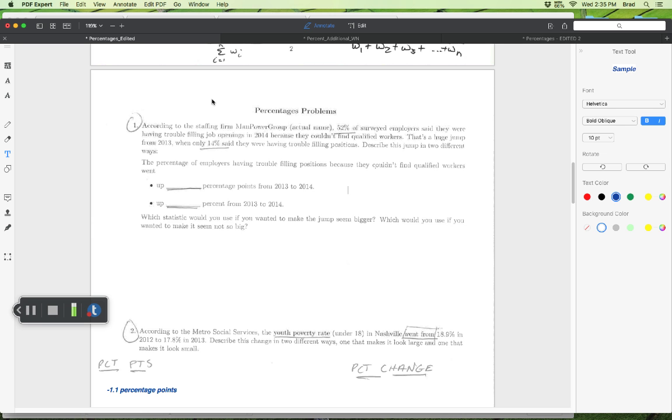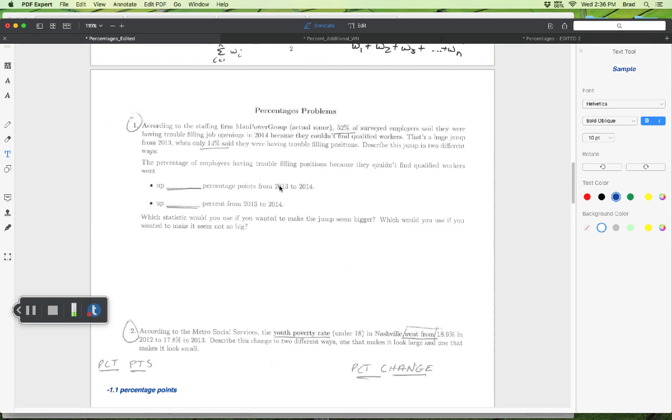So for number one, we're looking at a staffing firm, which was a legitimate statistic, I believe I pulled from either Jordan Ellenberg's book or somewhere else, but 52% of surveyed employers said they were having trouble filling job openings in 2014, which was a big jump from only 14% of employers having that problem in 2013. All right, so we want to describe this jump in two different ways.